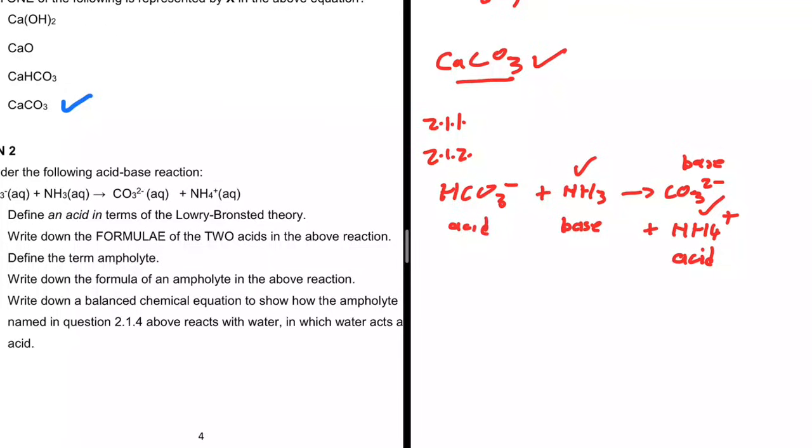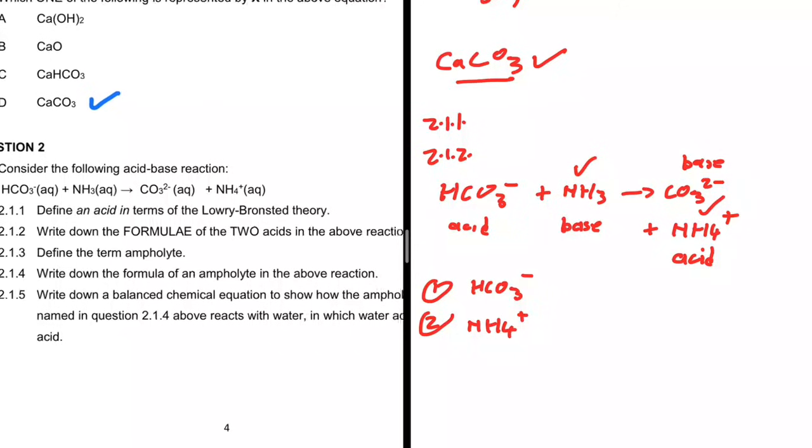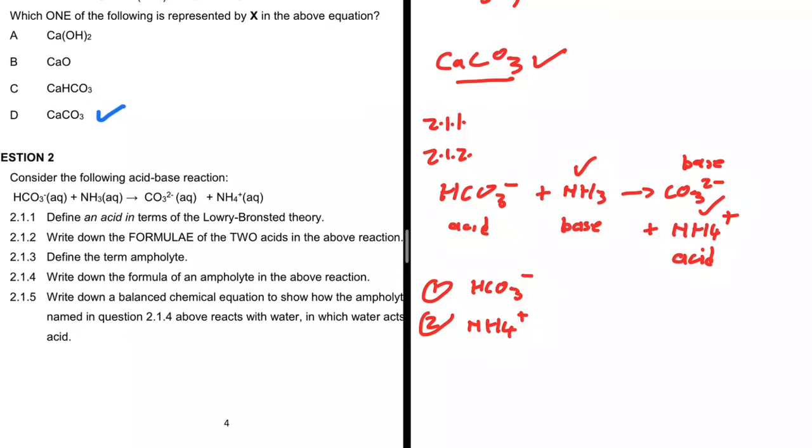So the formula of 2 acids in the above reaction. Well, HCO3 minus donates a proton to become CO3 2 minus. Which other acid do we have? We have NH4 plus. It is a conjugate acid to the base NH3. So the answer to 2.1.2 is HCO3 minus and NH4 plus.